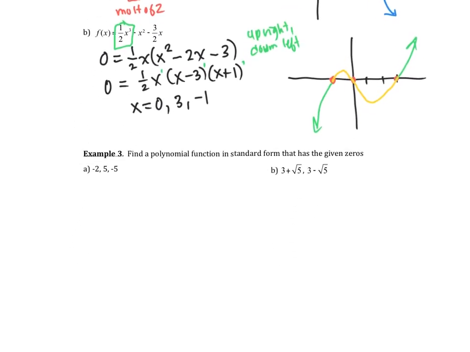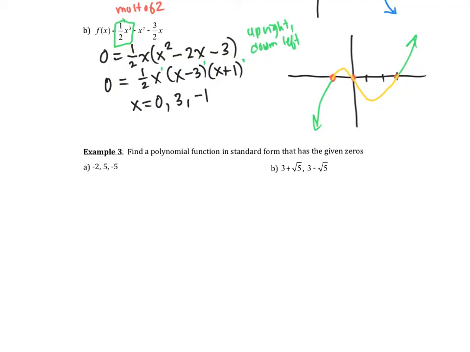Okay, for the last example, they're giving you the zeros, and they want you to write a polynomial function in standard form, or general form, that has the given zeros. There are an infinite number of answers. I normally go for the most basic possibility, because I have to multiply this out, and it'll make it a little easier. So I'm going to consider this function. You could say f of x equals, g of x equals, y equals.